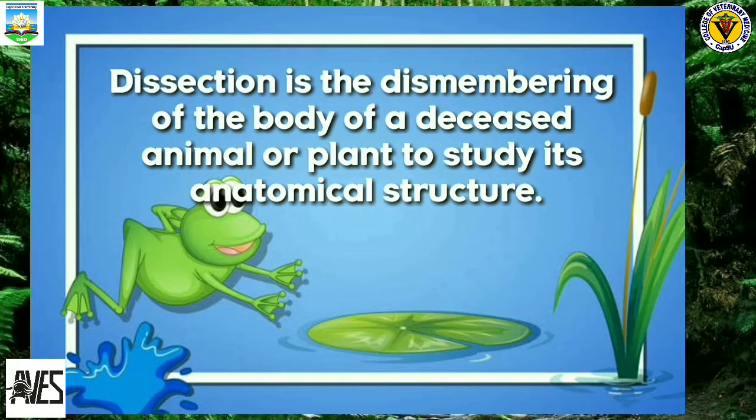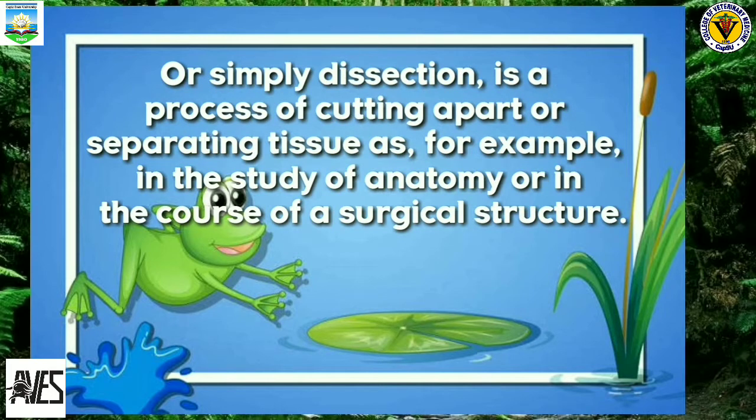Dissection is dismembering of the body of a deceased animal or plant to study its anatomical structure. Or simply, dissection is the process of cutting apart or separating tissue, as for example in the study of anatomy or in the course of surgical procedure.